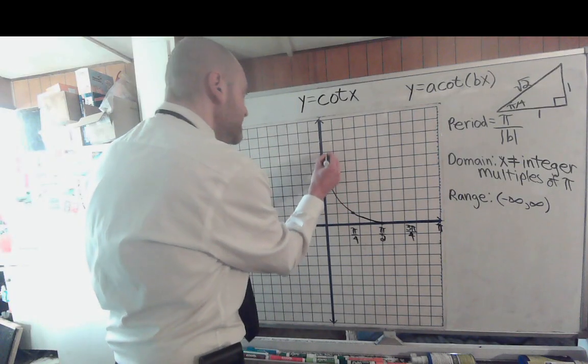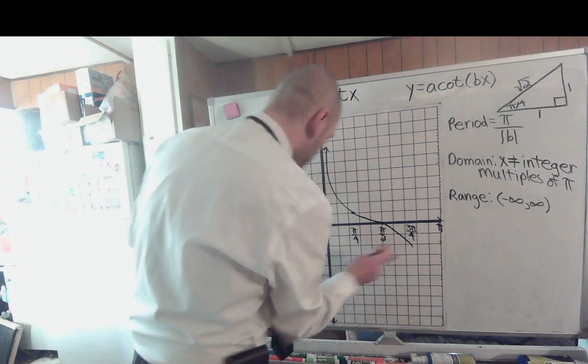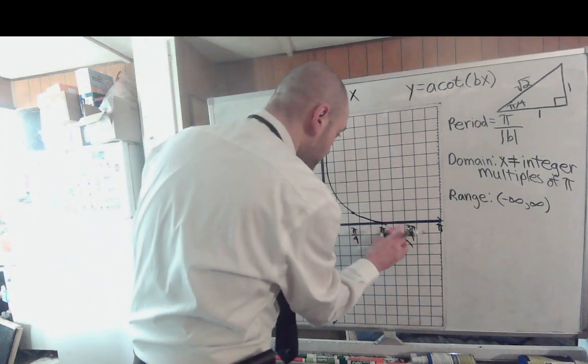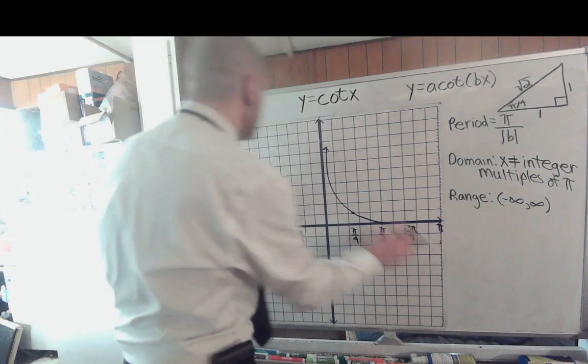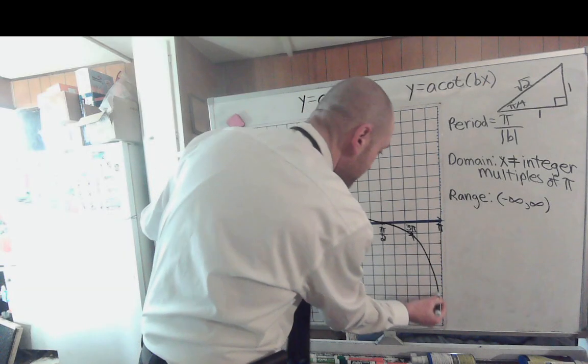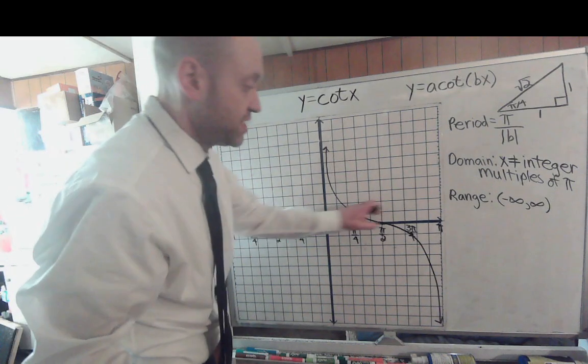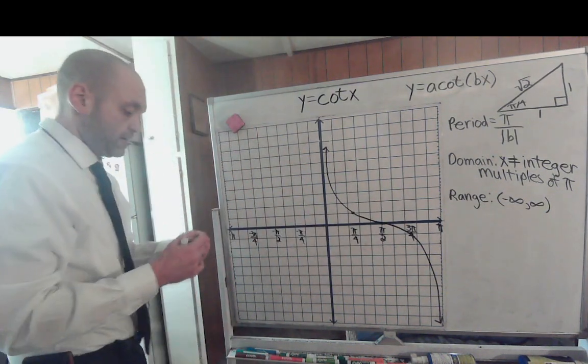So your cotangent's going to come up like this and come down like, whoops. It'd help if I connected the right dots, wouldn't it? So here's how your cotangent graph's going to look. So from 0 to pi, you have a full period.